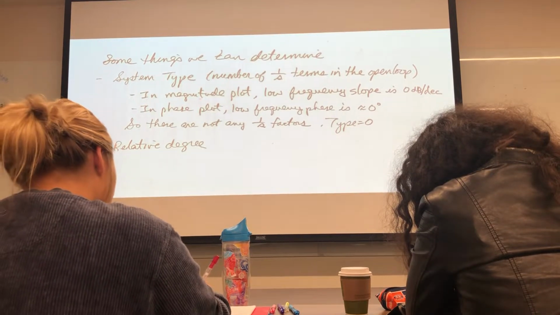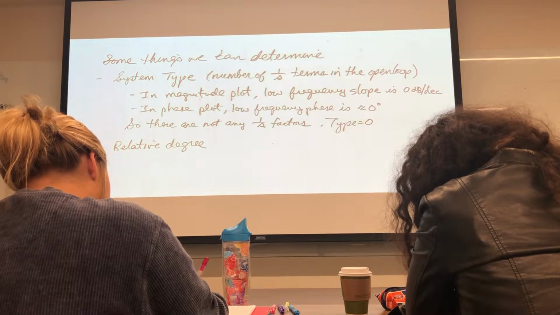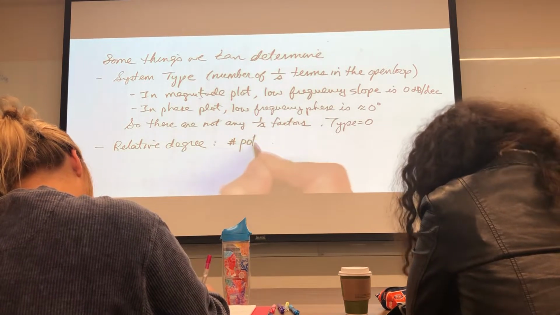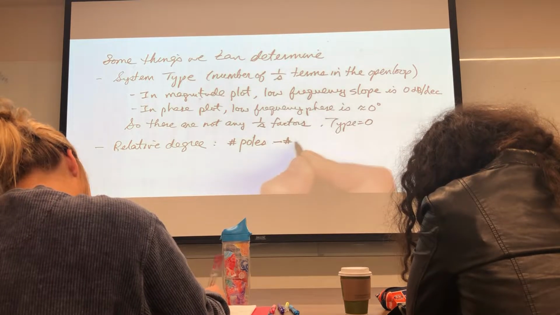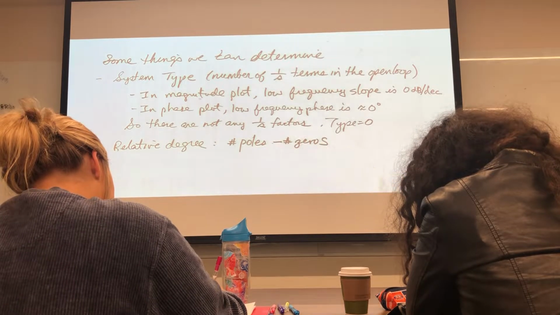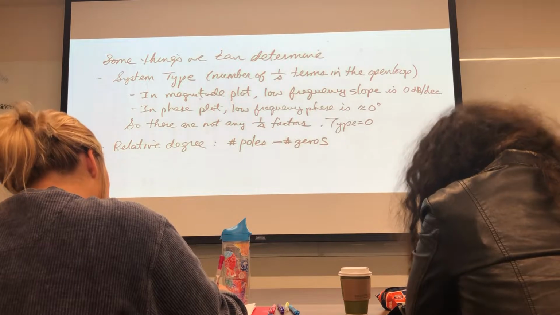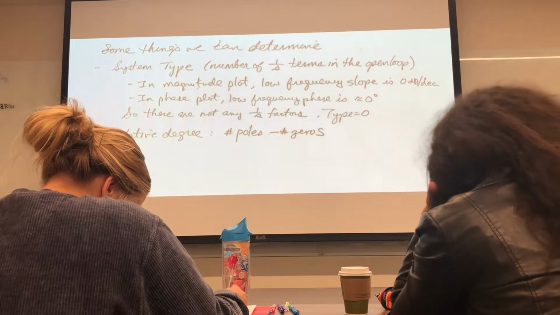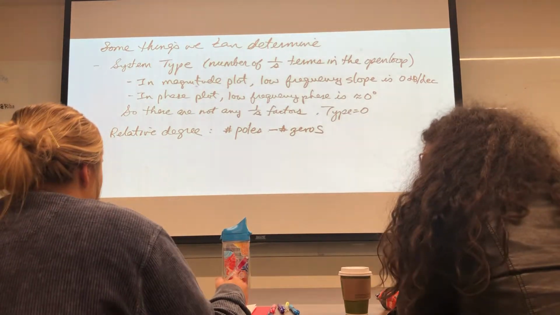Okay, let's take a look at the relative degree. Relative degree is the number of poles minus the number of zeros. And we can determine this by taking a look at the high frequency behavior.